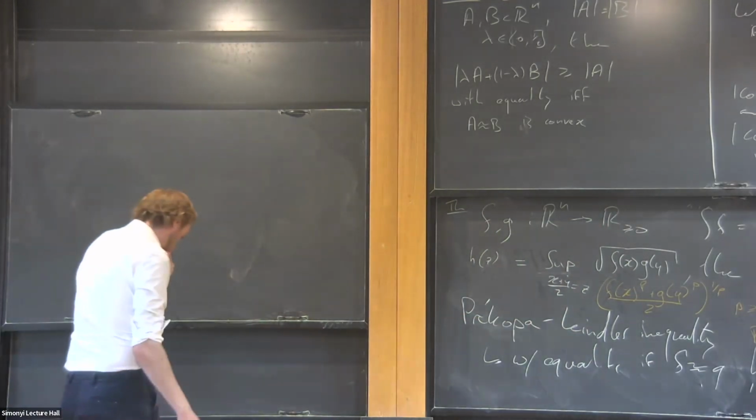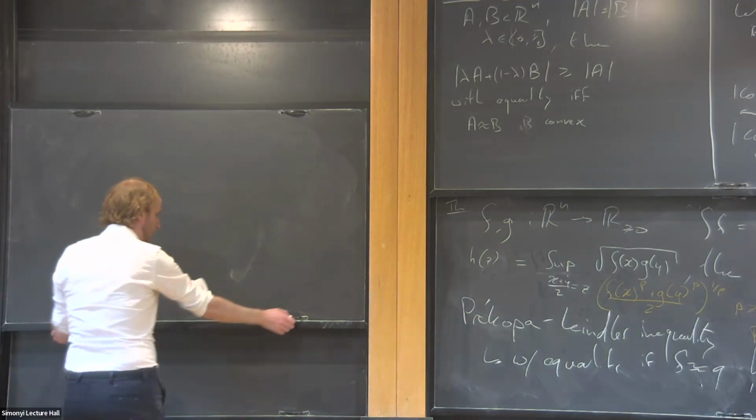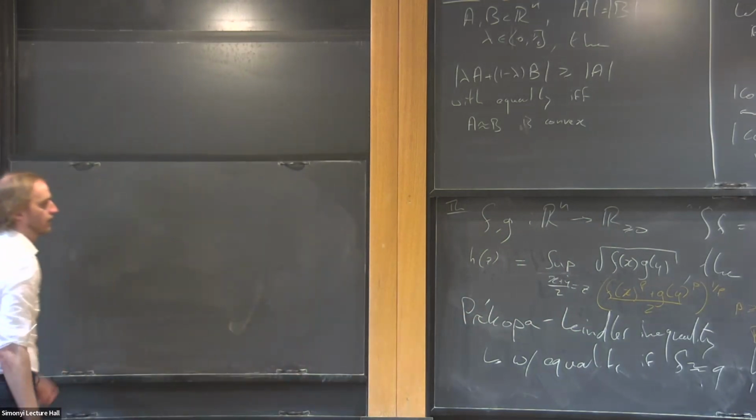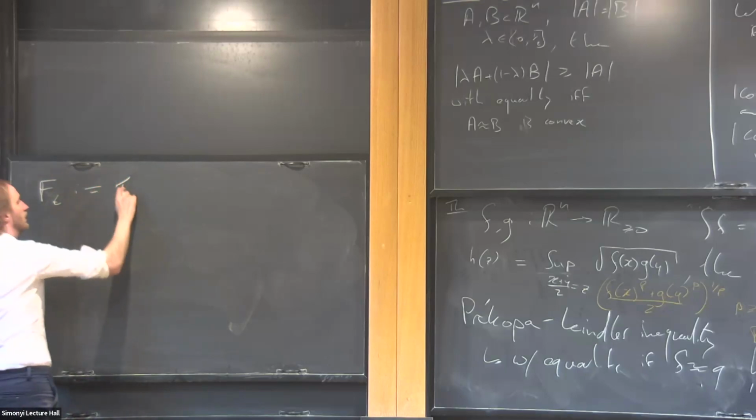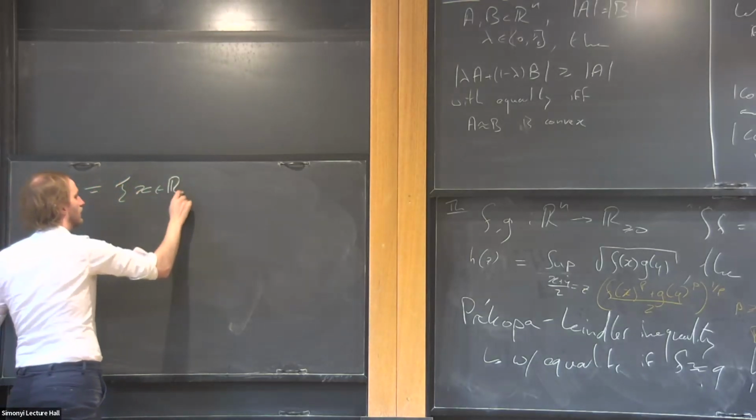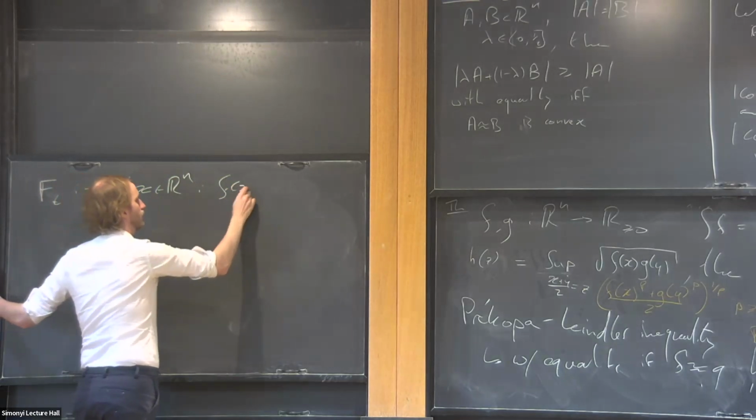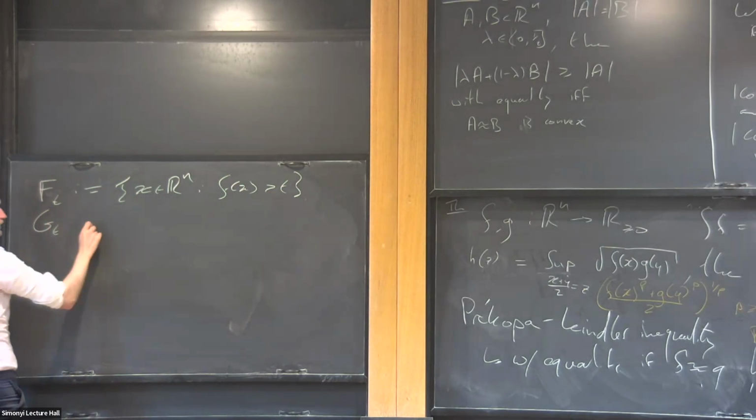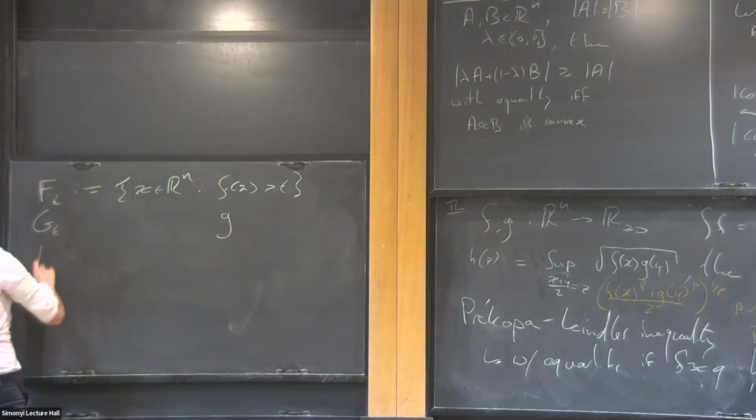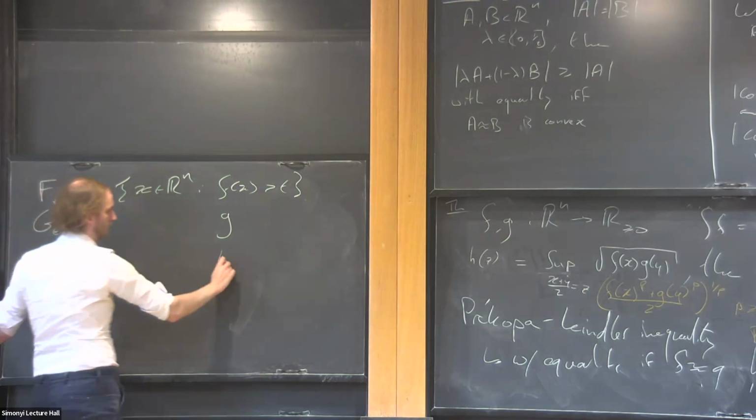Okay. So to that end, consider my functions f and g. I'm going to talk about my level sets. Let's say f_t is going to be those points in R^n for which f of x is at least t. Capital G of t is the same for g, and H of t for h.